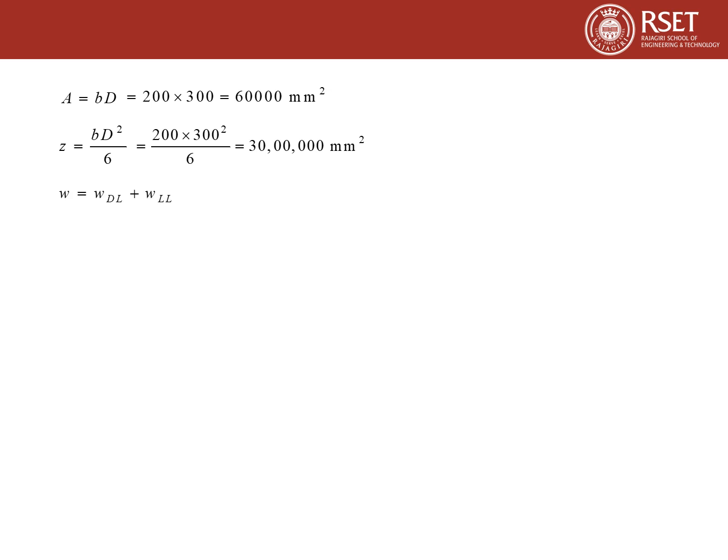Now let us calculate the area of cross section. Area of cross section is B into D, that comes to 60,000 millimeter square. Then the section modulus Z is given by BD square by 6 for a rectangular section. So that also can be calculated. Then the total load on the beam will be the sum of dead load and live load. The live load is given as 4 kilonewton per meter and dead load can be calculated as 25, the unit weight of concrete, into the cross sectional size of 0.2 into 0.3, that comes to 1.5 kilonewton per meter. So the total load will be 5.5 kilonewton per meter.